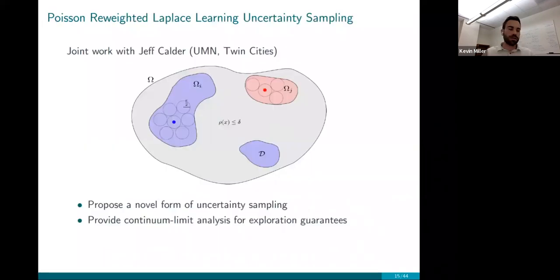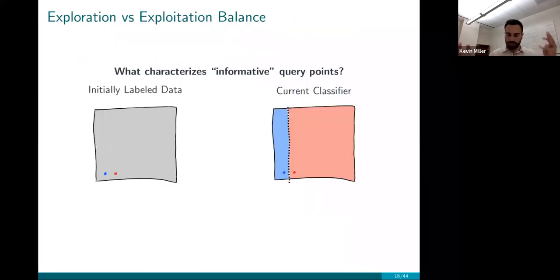So with that, I'll get to the first project that I want to mention today, which is joint work with collaborator Jeff Calder from University of Minnesota. And what we did is we proposed a novel form of what I'll call uncertainty sampling. And then I provided guarantees about the explorative nature of these query points in the continuum limit counterpart of this graph-based semi-supervised classifier. So what do I mean by exploration and explorative nature of these query points?